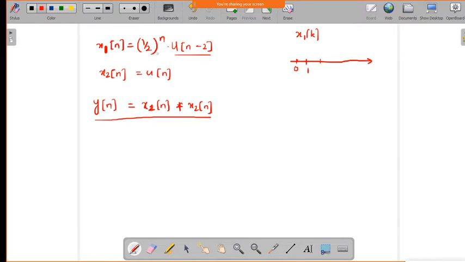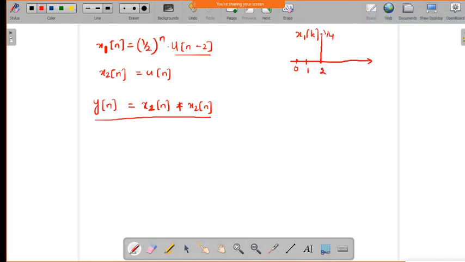This is the amplitude level. If you put n equal to 0, half power n becomes 1, but the unit step sample is 0 here, and at 1 also it is 0. When n equal to 2, it will become 1 multiplied by half power 2, which is 1 over 2 power 2, nothing but 1 by 4. So your amplitude value at 2 equals 1 by 4.